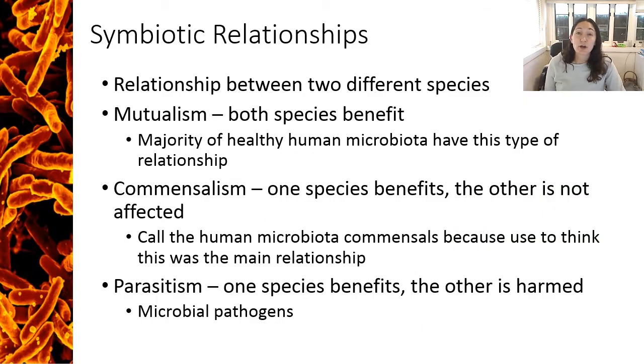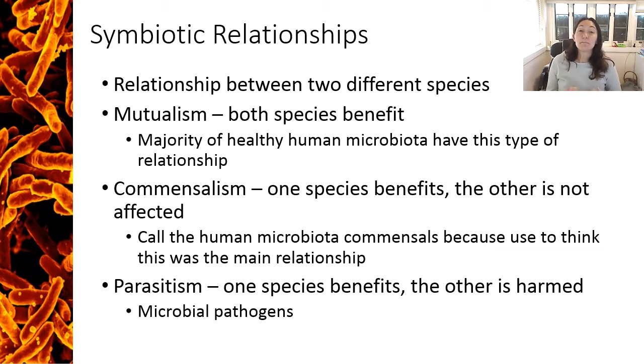All organisms that share an environment are going to have some sort of relationship between those two species. There's three main types of these symbiotic relationships. The first is mutualism, and that's where both species benefit. So the majority of our healthy human microbiota have this type of relationship with us. They benefit by living in us or on us, and we give them a good habitat and food, and they give us things like the ability to digest certain molecules. They help our immune system, and we're learning more and more about the things that the microbiota do for us.